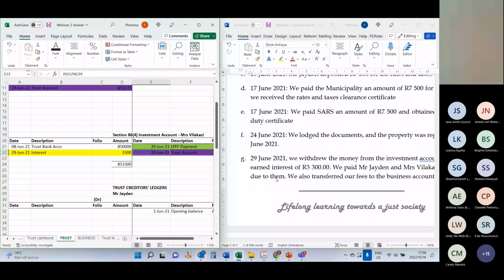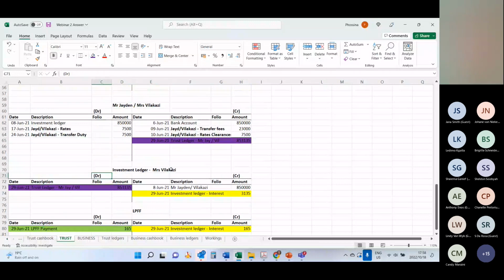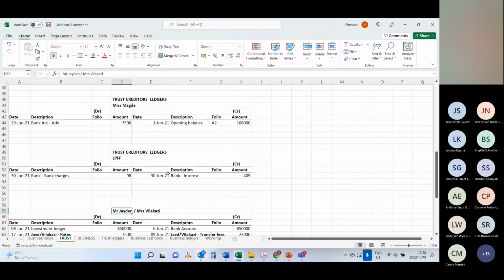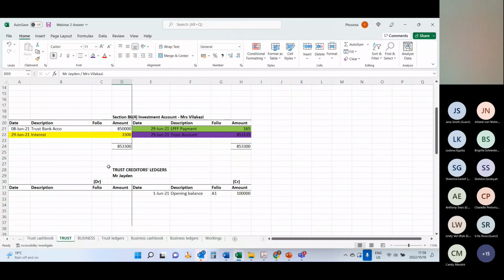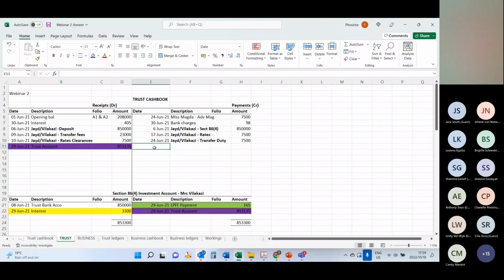And then we are told that we can now pay Mr. Jayden and Mrs. Vilakazi, and we can transfer our fees. So how do we pay? Remember, our transaction is based on 850, which means to Mr. Jayden as the seller, we have registered the property, we are paying him. So for us to pay him, we come back into our trust account. The money we have received from investment, and then we are paying the client, the seller.